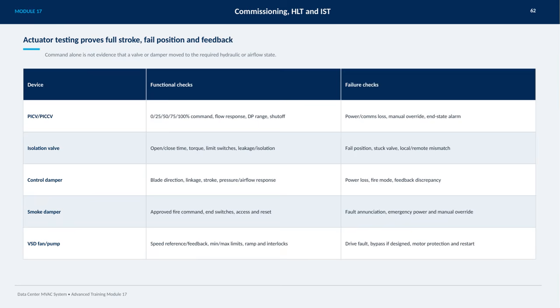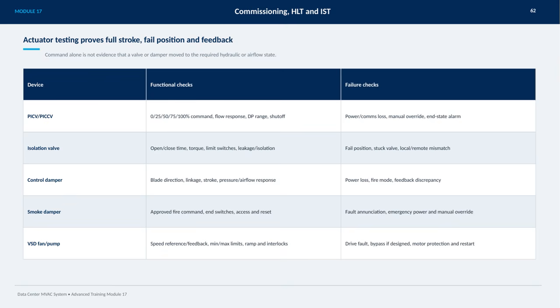We start by looking at various devices and the specific functional and failure checks required. For PICV and PICCV, we test the valve at different command positions, 0, 25, 50, 75, and 100%, to observe flow response, differential pressure range, and shutoff performance. We also check for power or communication loss, manual override functions, and ensure end-state alarms are working.